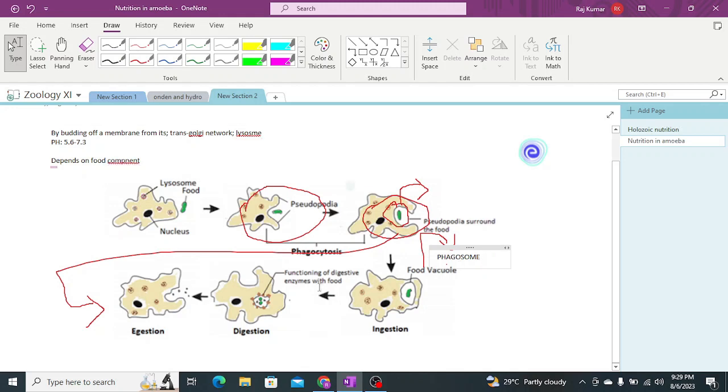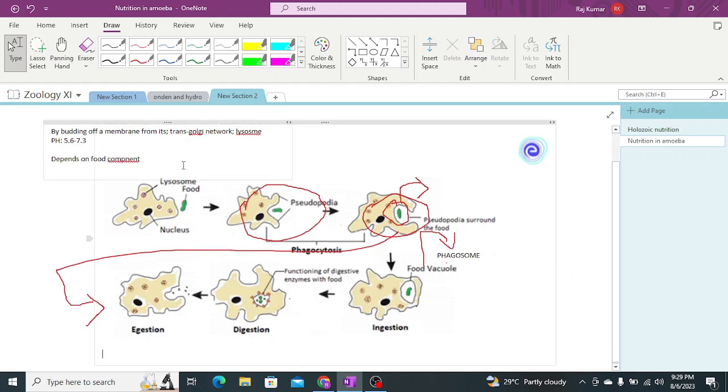So after the digestion, what will happen? Of course, absorption will take place. Absorption takes place by bringing those digested macromolecules outside the food vacuole and the lysosome. The particles will come outside the food vacuole through cyclosis, which allows the movement of cytoplasm.